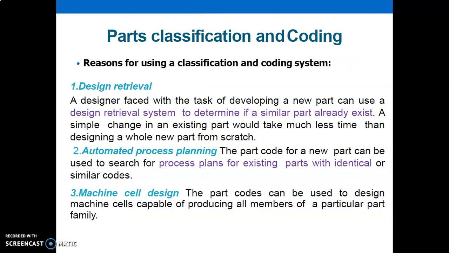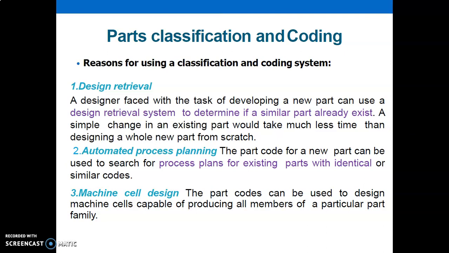Part classification code. Reasons for using a classification coding system. First is design retrieval. A designer faces the task of developing a new part and can use a design retrieval system to determine if a similar part already exists. A simple change in the existing part would take much less time than designing a whole new part from scratch. So you can see why we are using the coding system.